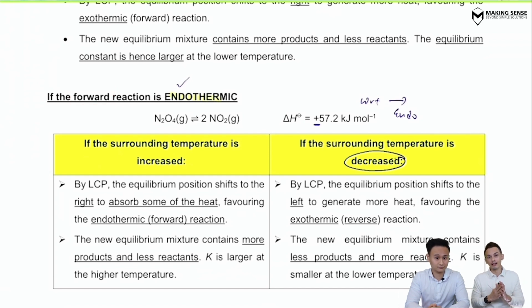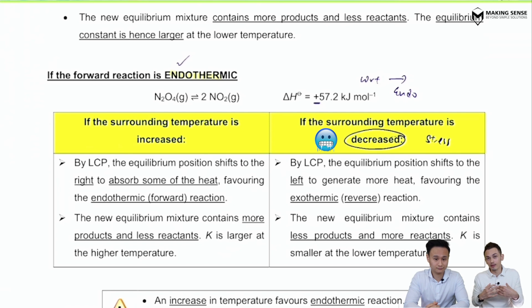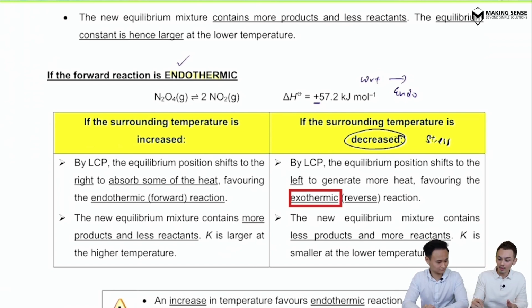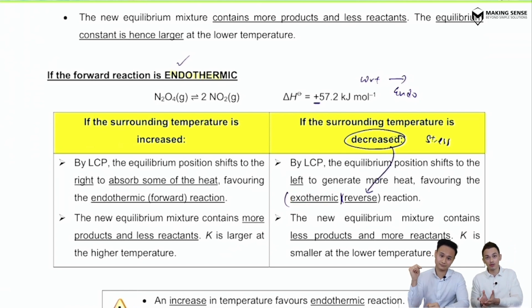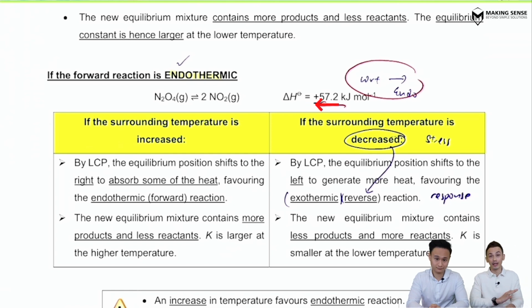So we revisit that thought process: you stress it, there is a response, and there is an outcome. What is the stress right now? The stress is you're going to reduce the temperature. The response will be the exact opposite. You want to increase the temperature, so you're going to favor the exothermic reaction. This is what we call the response. The response is simply trying to increase the temperature, favoring the exothermic reaction, which, bear in mind, has to be the backward reaction.